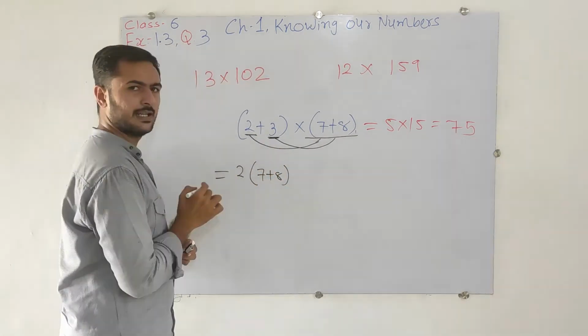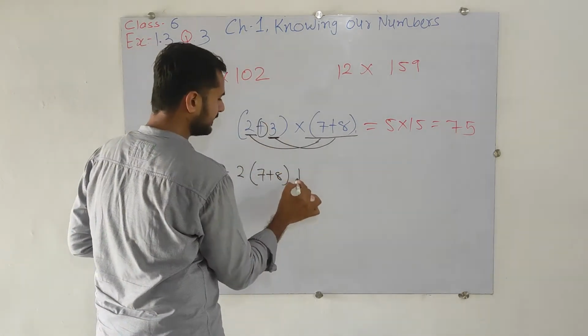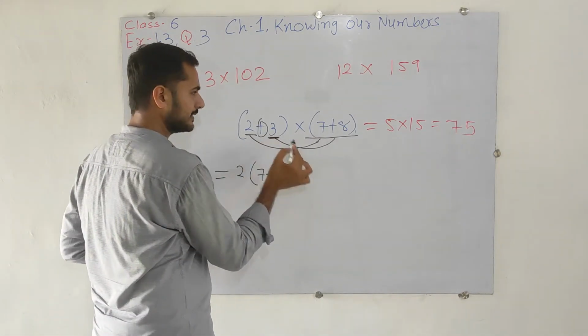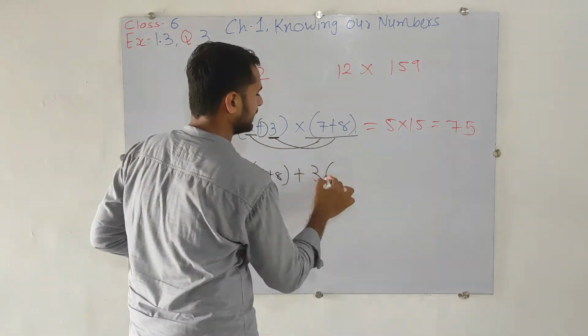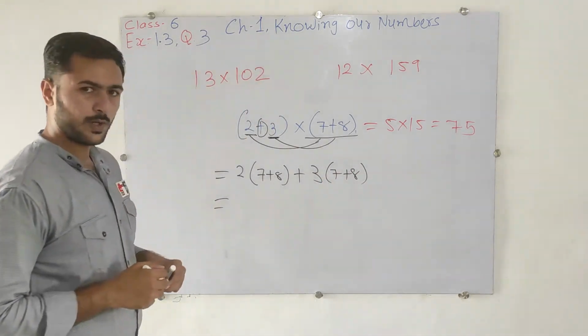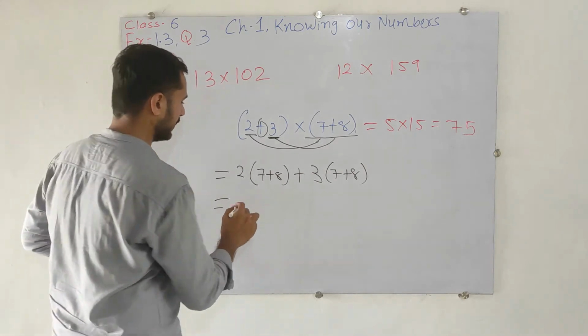Now which sign is there? Addition sign. So put the addition sign over there. And the next number, that is 3, bracket, as it is, 7 plus 8. Okay. Now you know very well how to solve this one.